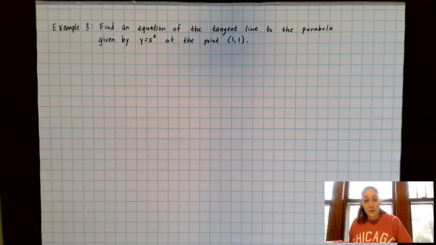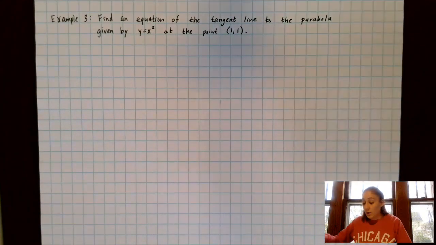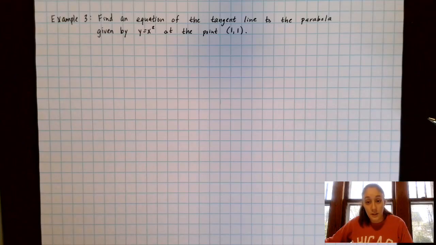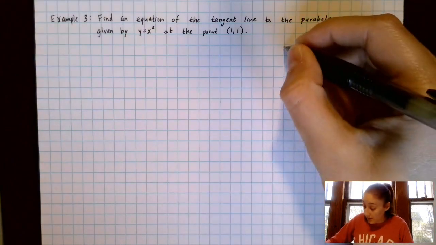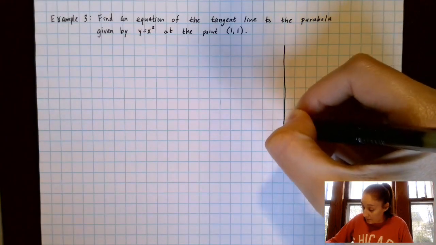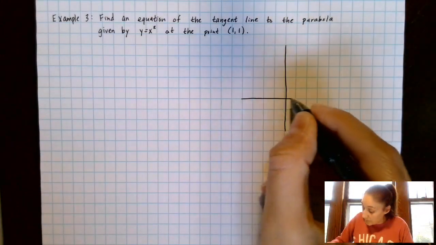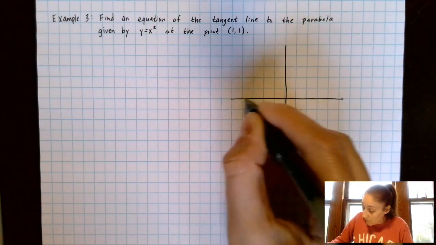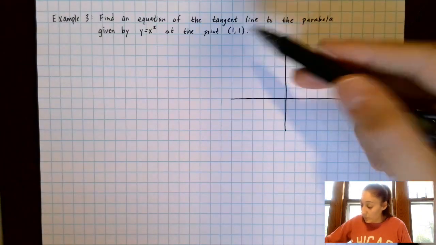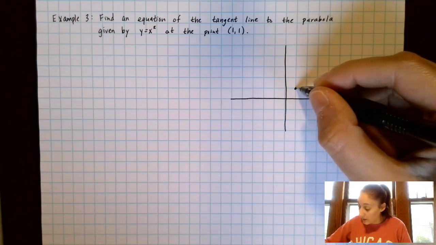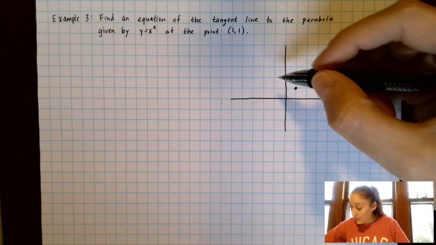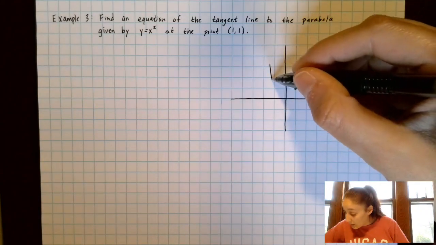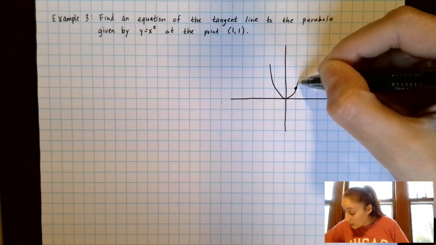Feel free to pause the video if you need to write down this problem. I would encourage you to do this on graph paper. I'm just going to go ahead and graph this out a bit. I have the point (1, 1), so that's this point right here. Then I have a parabola, so I'm going to go ahead and draw this parabola.